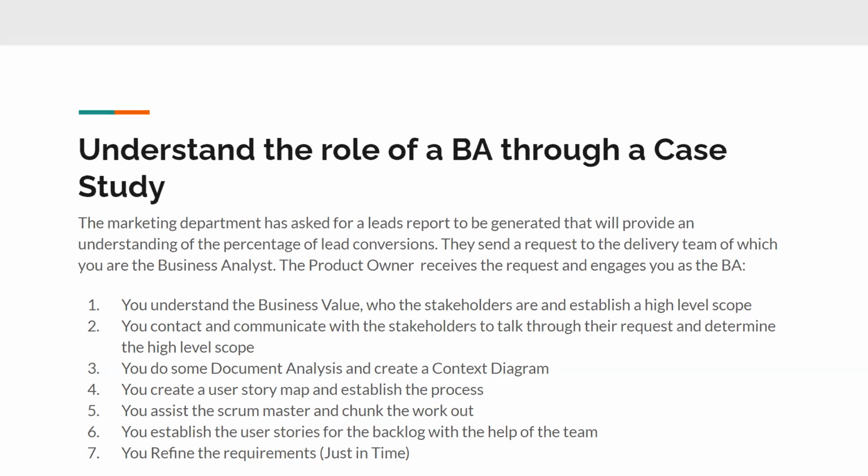Fifth is you assist the Scrum Master and chunk the work out. One of the outputs of a user story map is to break down the work, right? So we keep saying work breakdown structure. It applies to BAs as well. You will work with the Scrum Master and basically say, all right, this is how I as a BA see the chunking of the work. As an example, for the leads report for marketing, you could say, generate the leads report, and then email the leads report. So maybe those are your two chunks of work. And then within that, you would break down that work even further.